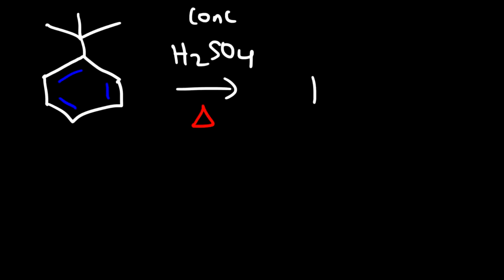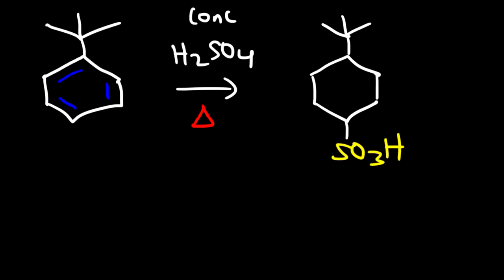And so what's going to happen is it's not going to go here because it's not accessible. At least that will be a minor product, but the major product will be adding the SO3H group to the para position because of this bulky tert-butyl group. And so after this step, for the most part, the majority of the product will be in this form. Our next step will be to react it with Br2 and iron(III) bromide.